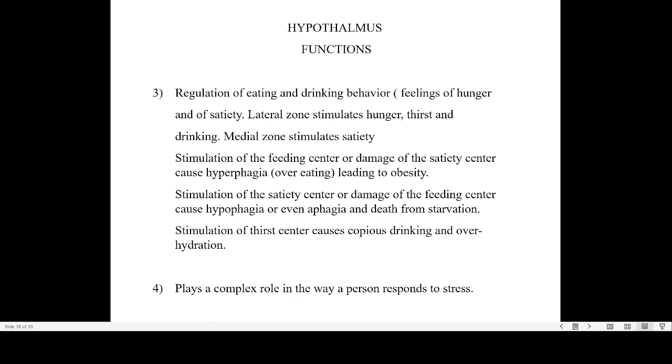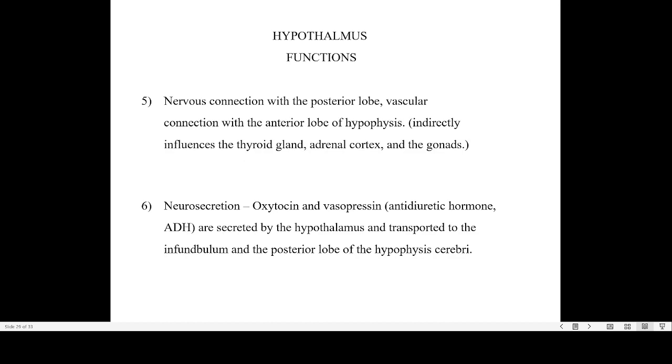It also plays a complex role in the way a person responds to stress, which is one of the important points. There is a nervous connection with the posterior lobe and a vascular connection with the anterior lobe of the hypophysis, that is the pituitary gland, and it indirectly influences the thyroid gland, adrenal cortex, and the gonads.